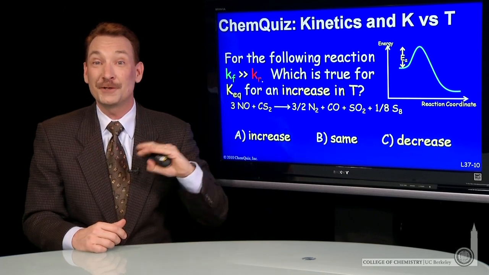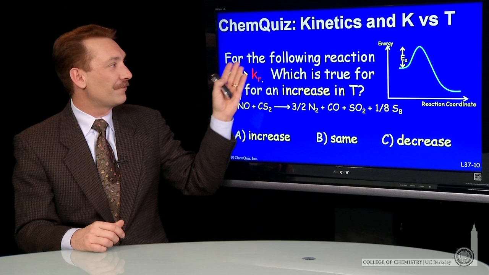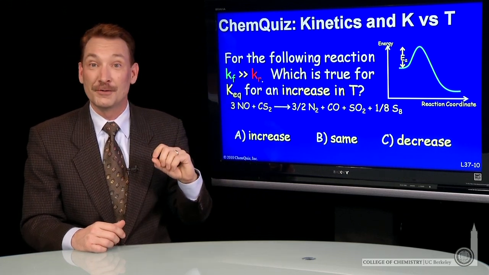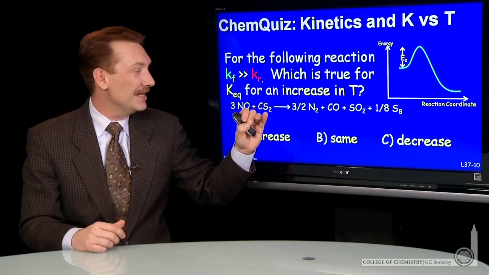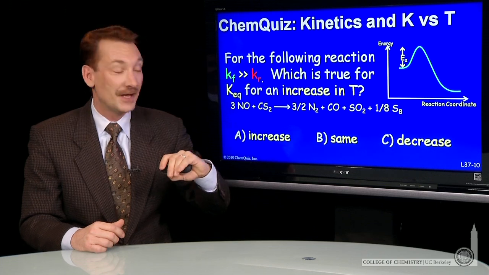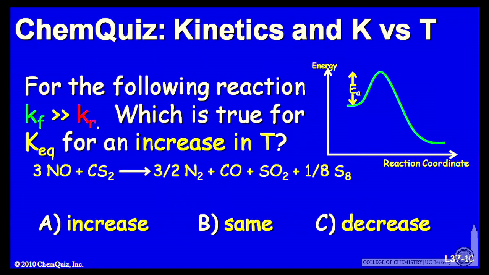Let's look at the effect of temperature on a chemical reaction from a kinetics standpoint. So, for the following chemical reaction, the forward rate constant is larger than the reverse rate constant. What does that mean about the equilibrium constant for an increase in temperature? Is it going to increase, stay the same, or decrease? Think about that for a minute and make a selection.